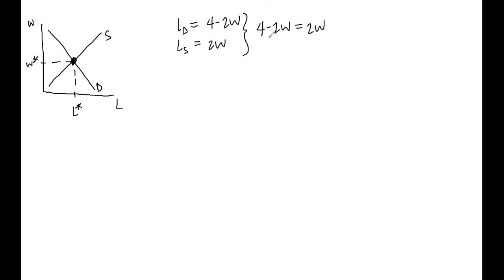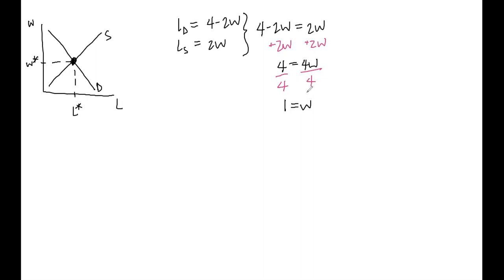So solving for W, we can add 2W to both sides to get 4 equals 4W. Now we can divide each side by 4. So we get the wage is equal to 1. So just some simple algebra.